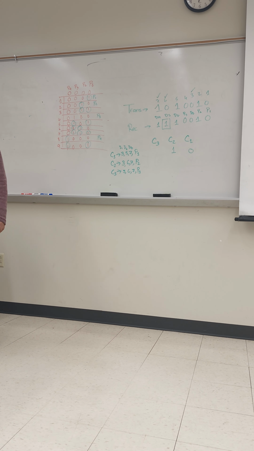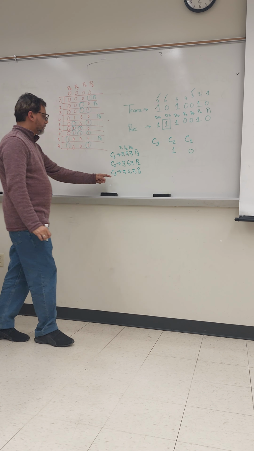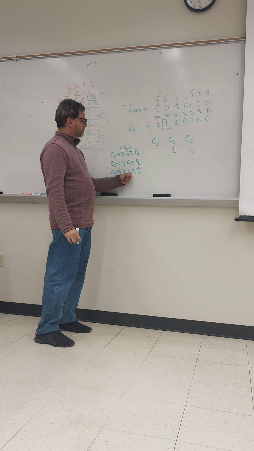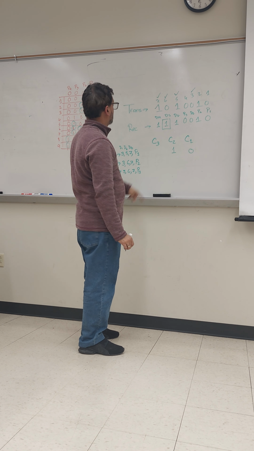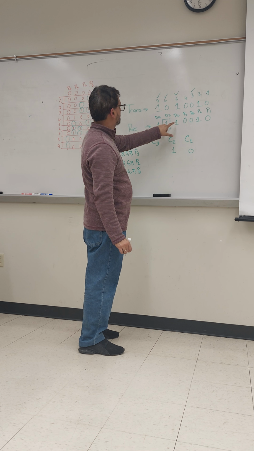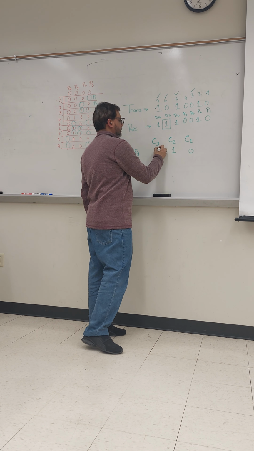Okay? Then we'll go for the third parity checker, C3. It corresponds to 5, 6, 7, P3. So these 3 and the P3. Again, we have an odd number of ones: 1, 2, 3, 5, 6, 7. So it will give you this one.